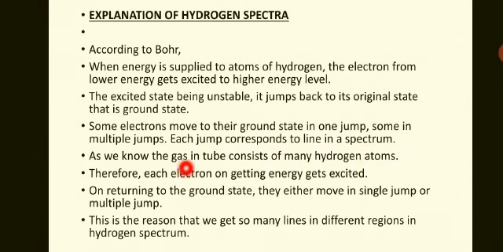As we know, the gas in the tube consists of many hydrogen atoms. Therefore, each electron on getting energy gets excited. On returning to the ground state, they move either in a single jump or multiple jumps. This is the reason that we get so many lines in different regions of the hydrogen spectrum.